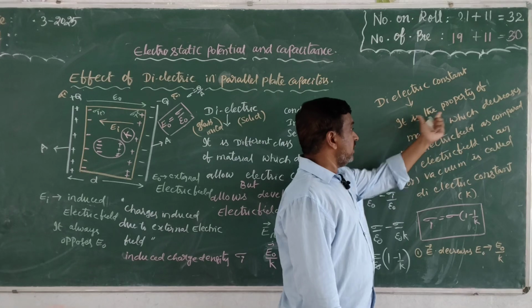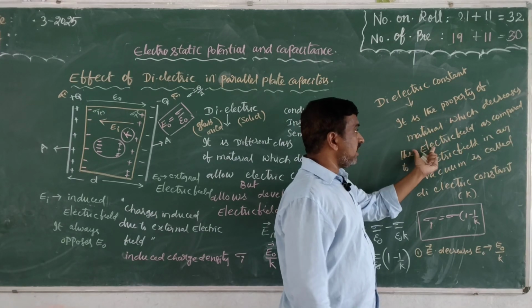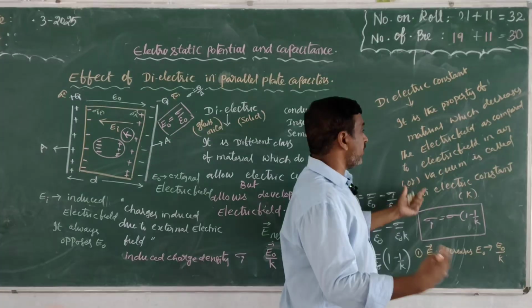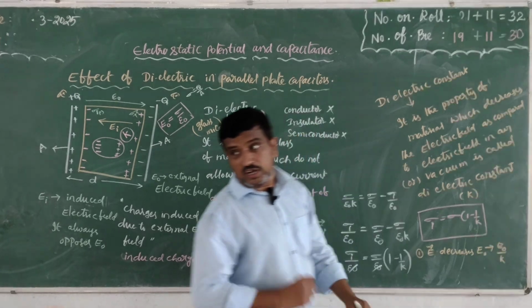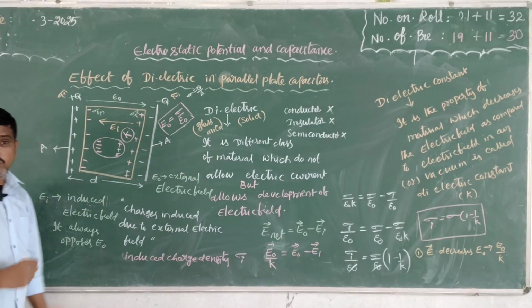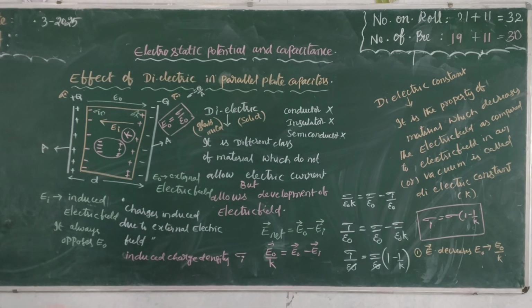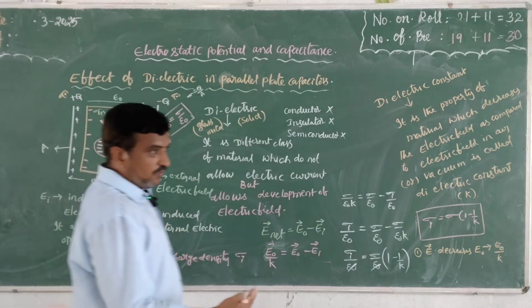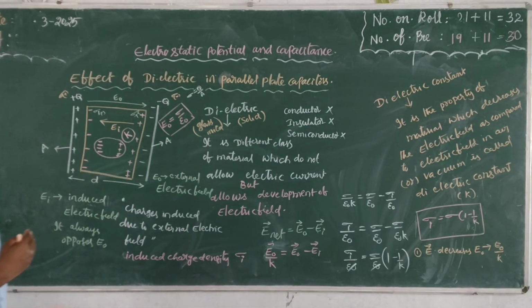It is the property of a material which decreases the electric field as compared to the electric field in air or vacuum, k times. That's why the resultant electric field is E naught by k. So E naught changes to E naught by k. What about potential? What about capacitance? That we will discuss. The electric field decreases from E naught to E naught by k.